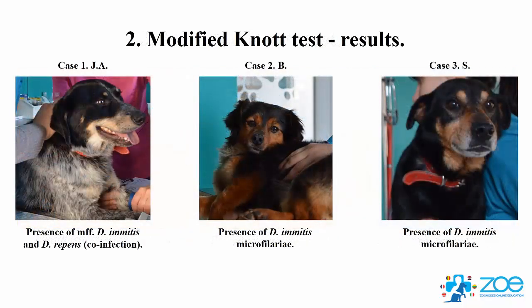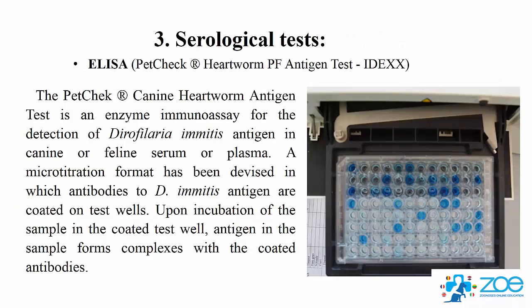Modified knot test results. Case 1. Presence of microfilaria D. immitis and D. repens, co-infection. Case 2. Presence of D. immitis microfilaria. Case 3. Presence of D. immitis microfilaria. Serological tests. ELISA.